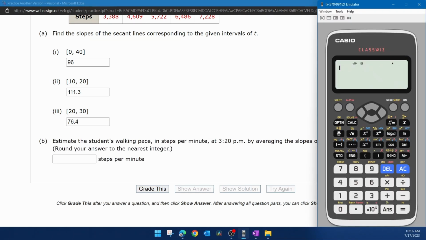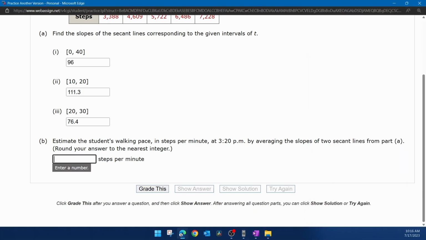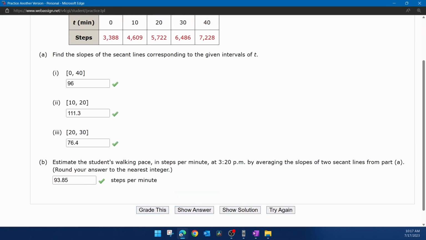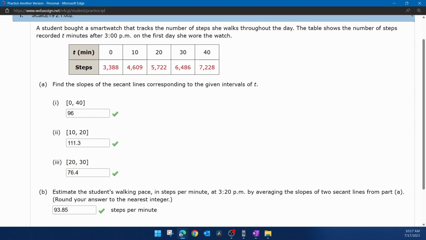And we can do that really quick in the calculator. Remember to take an average, what you do is you add the two numbers together and divide by 2. And that's going to give us approximately 93.85. Enter a number, 93.85. And then if we've done everything correctly, we can click grade this. And we can see that we got all of the answers correct. And so that's going to do it for this problem.